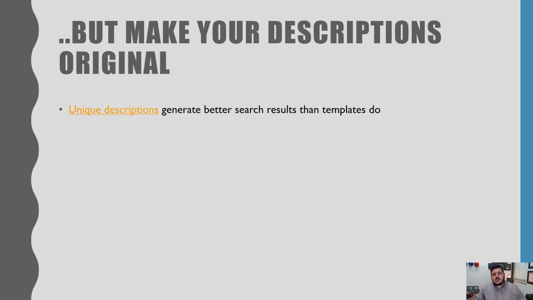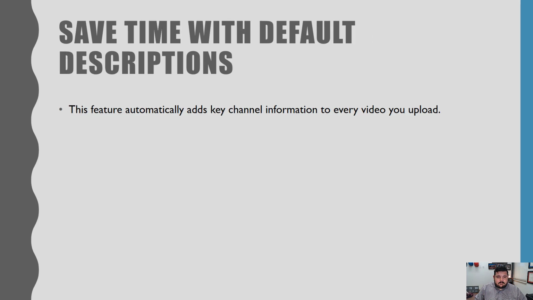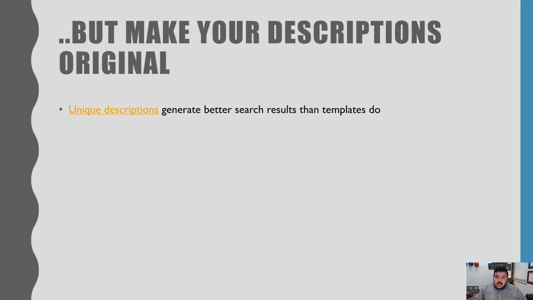Another thing that you can look into is unique descriptions. These generate better search results than a template does. So you want to make each description unique, and so I think starting out with a kind of default description is great, but add more.